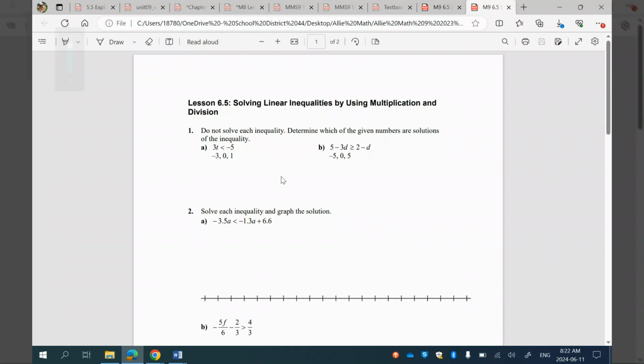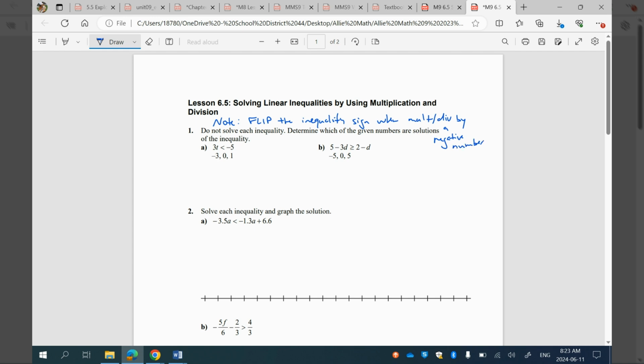Hello everybody, here we are, 6.5, solving linear inequalities by using multiplication and division. And the biggest thing that we need to note here is that you flip the inequality sign when multiplying or dividing by a negative number.